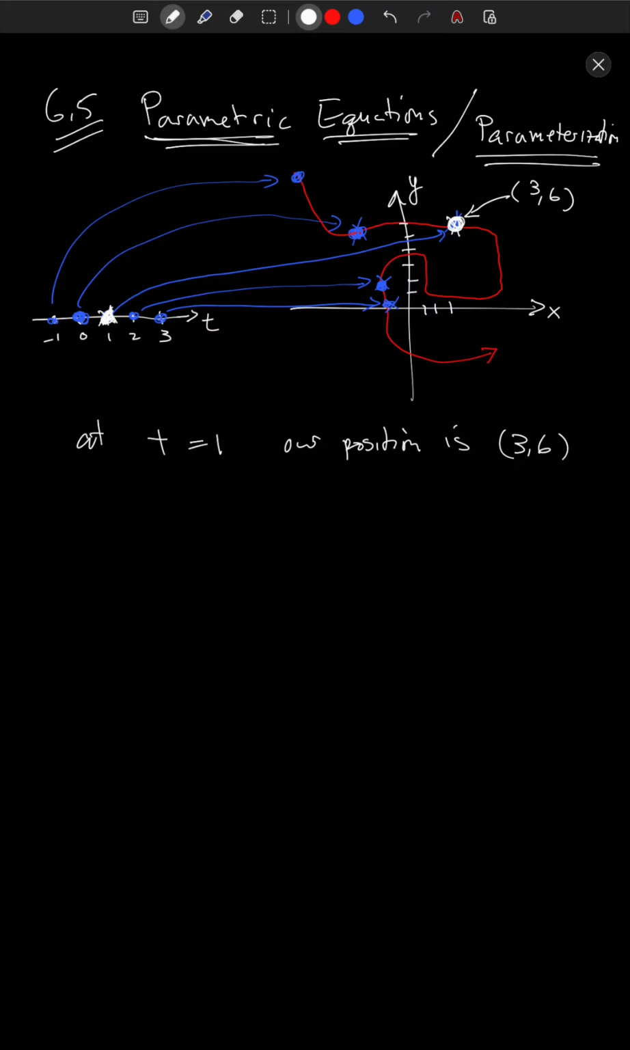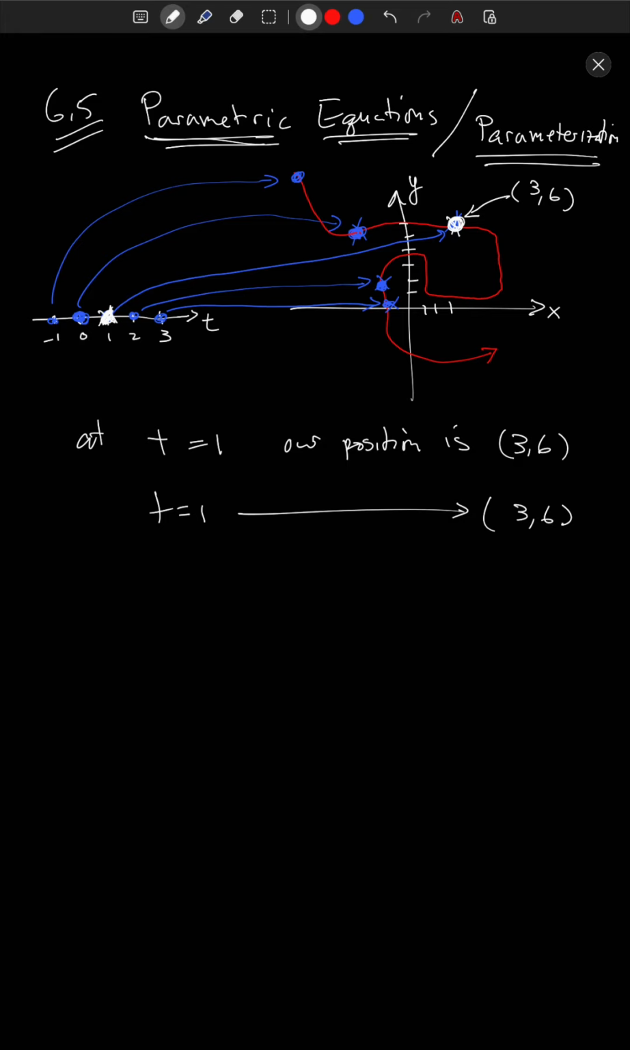And you can do this at any other time, right? At t equals 0, our position is something, comma, something. At t equals 2, our position is something, comma, something. At t equals 1/2, our position is something, comma, something. So we have this association: for every time, t equals 1, we get a position, 3, 6.